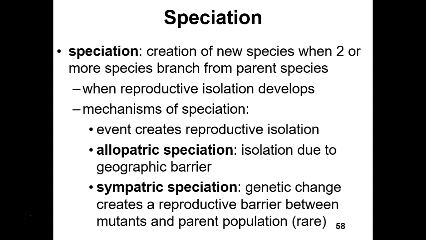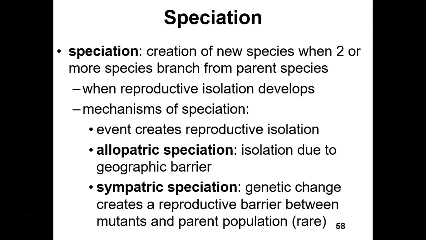So how do we actually create new species? This typically occurs over a long period of time. When we think about speciation, we're not looking at within a day or two. When two or more species branch from a parent species, that's known as speciation. When reproductive isolation develops, that's speciation. And there are two basic mechanisms that cause speciation.